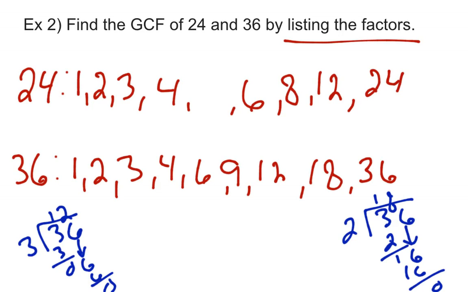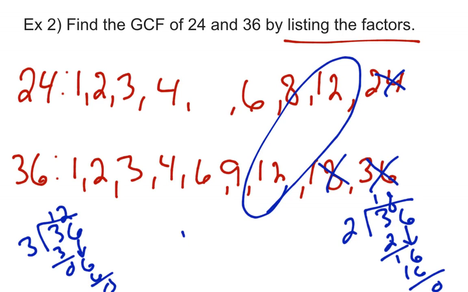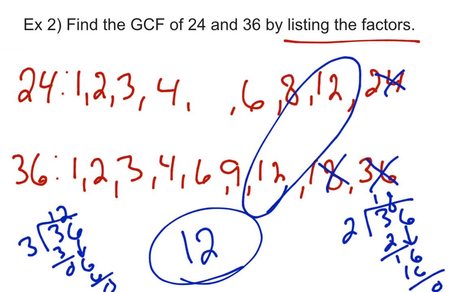All right, now we're looking for what's common between these. Okay, they don't have a 36 in common or the 24. They don't have the 18s. They do have the 12s in common. So greatest common factor, the largest number that they have in common is 12.